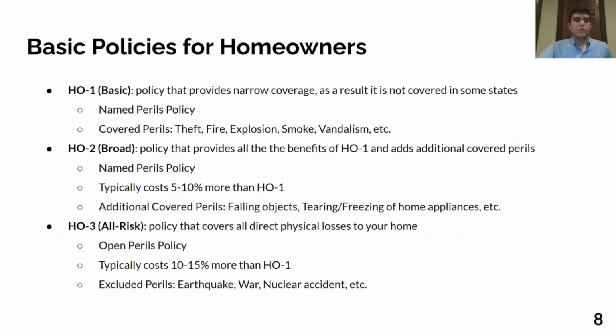The third would be all risk form, and this is a policy that covers all direct physical losses to your home. This is an open perils policy as opposed to the previous two. And as a result of it being open perils, it costs 10 to 15% more than basic form. And to give you an idea of what some of the excluded perils could look like, this would be an earthquake, a war, or a nuclear accident, so highly unlikely events.